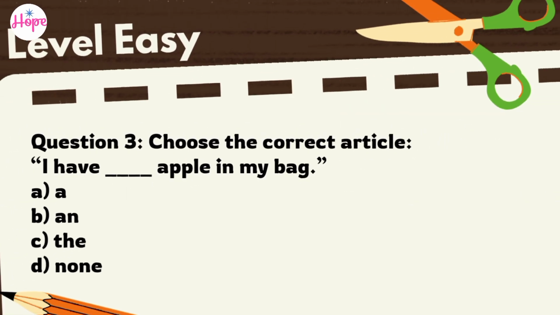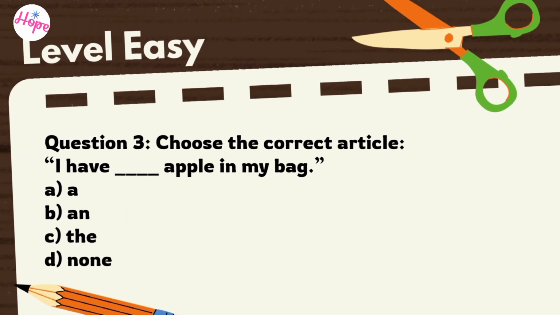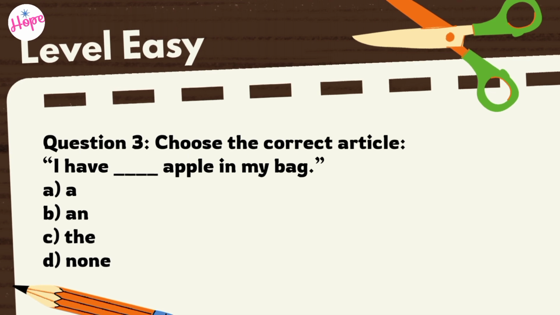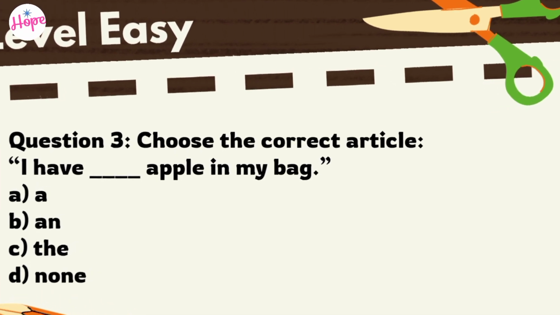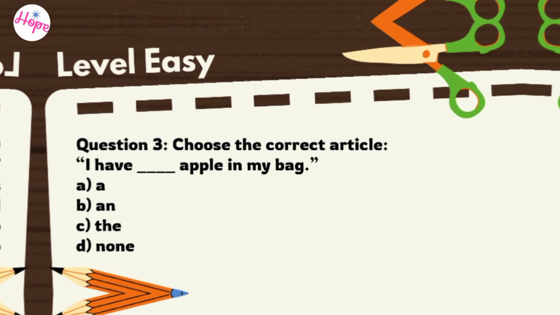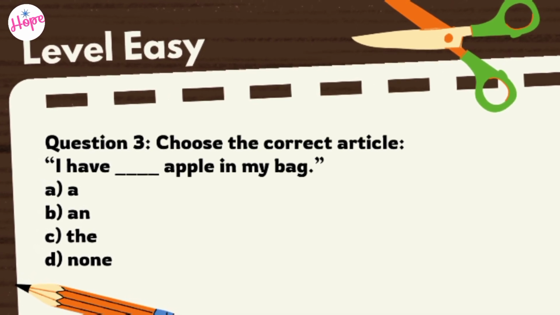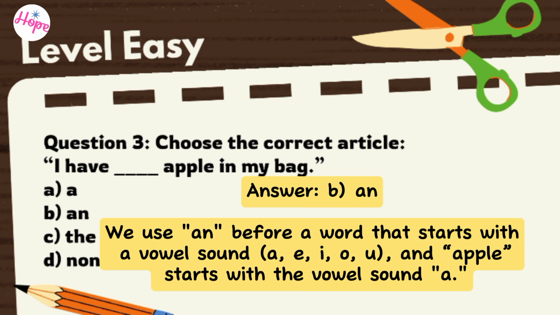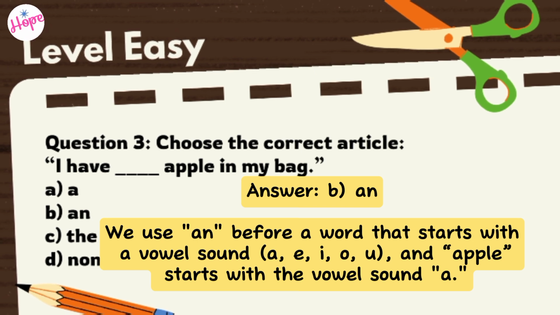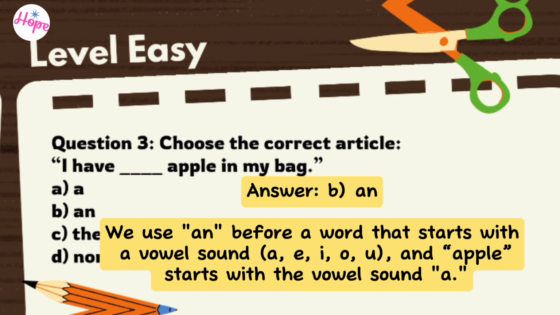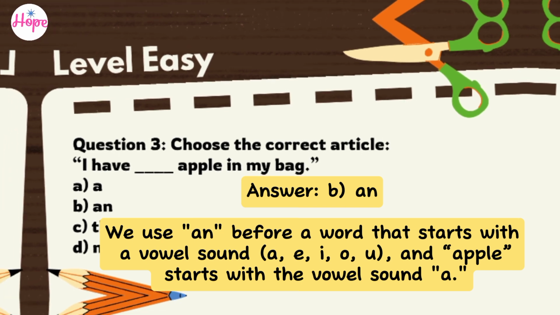Question 3. Choose the correct article. I have an apple in my bag. Answer B. We use an before a word that starts with a vowel sound, A, E, I, O, U, and apple starts with the vowel sound A.